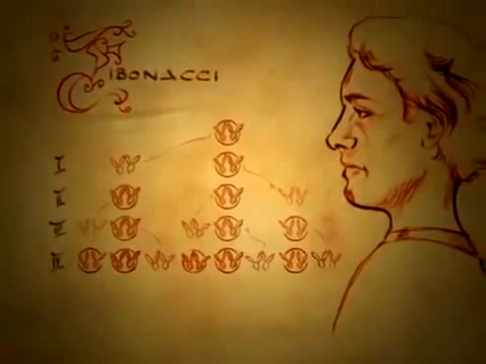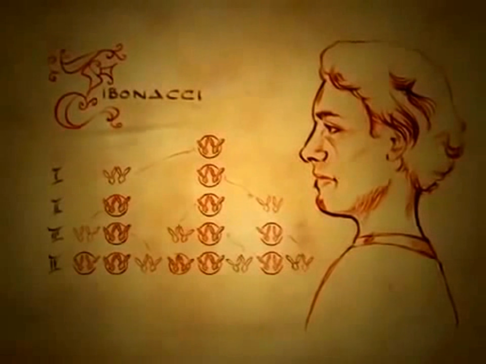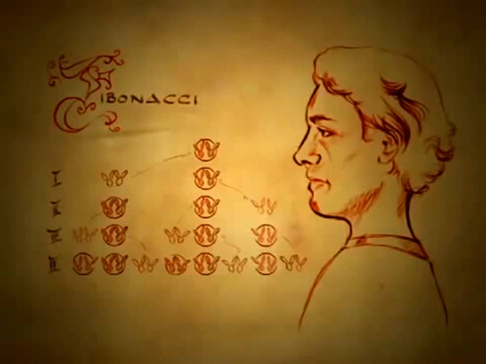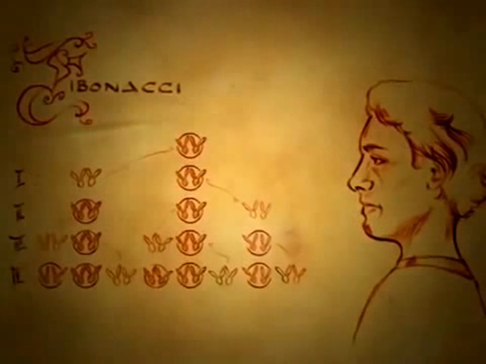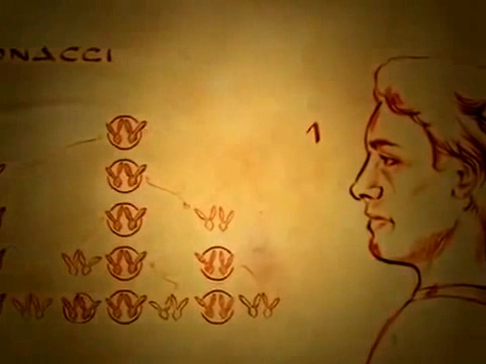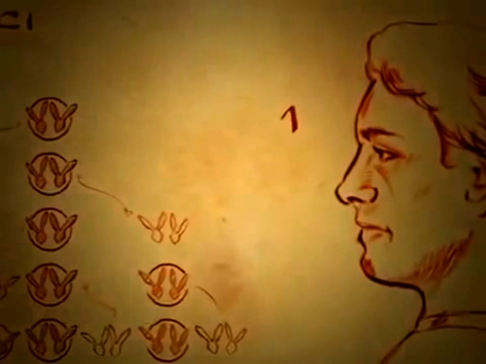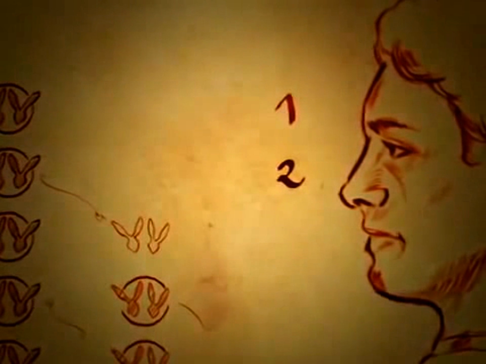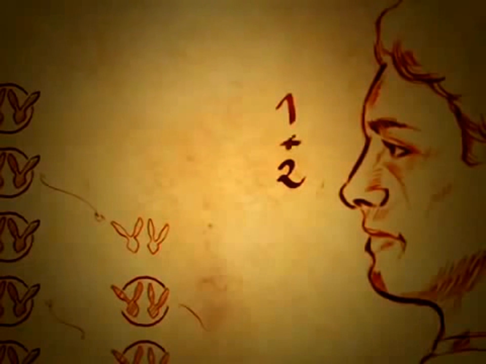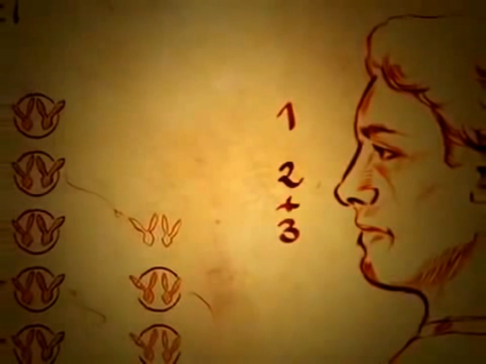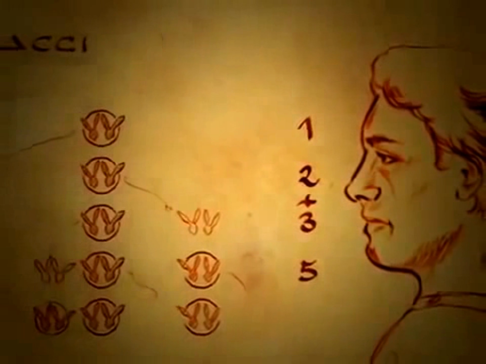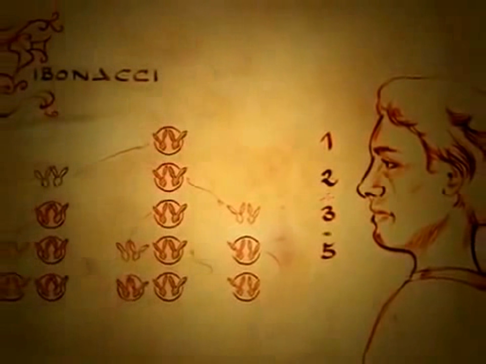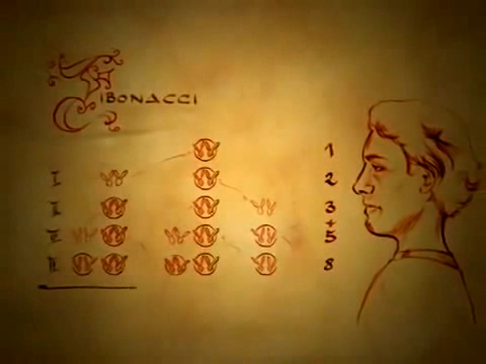To find out how many pairs of rabbits there are, Fibonacci observed, all you have to do is in each case to add up the sum of the pairs of rabbits of the 2 previous months. To begin with, there is 1 pair of rabbits. After 1 month, there are 2 pairs. After 2 months, there is 1 plus 2, or 3 pairs. After 3 months, 2 plus 3, or 5. After 4 months, 3 plus 5, or 8, and so on.